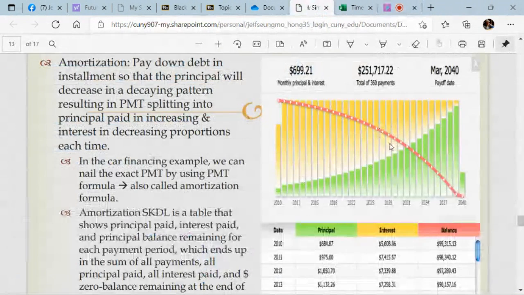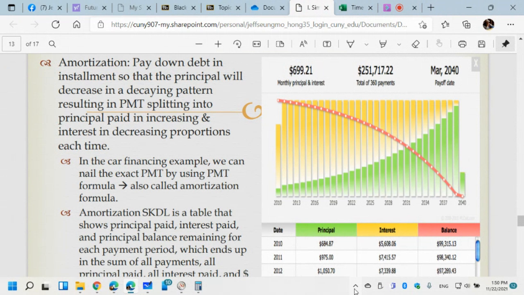So this picture is showing you, basically, it's capturing the essence of amortization. Amortization means paying down your loan so that the principal declines in a decaying pattern, while your monthly payment breaks down into interest and principal in different proportions every month.